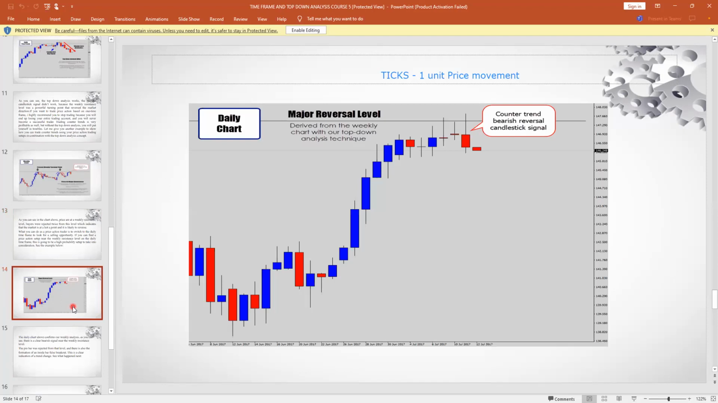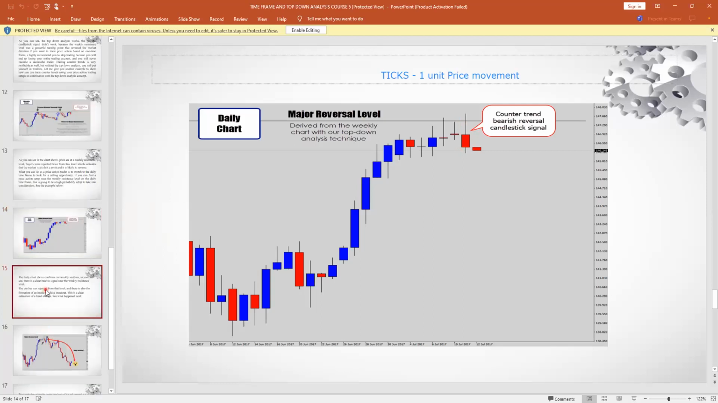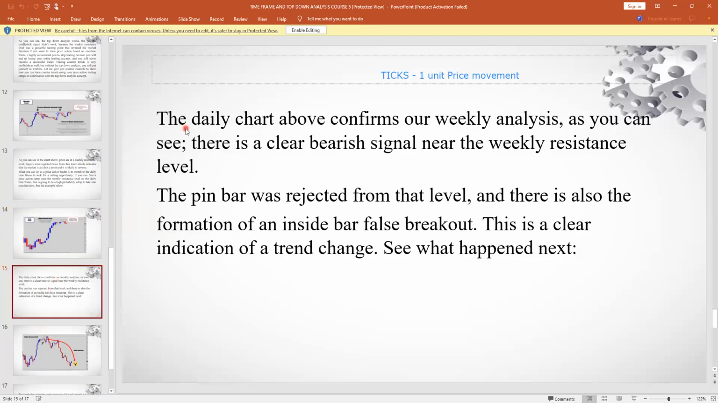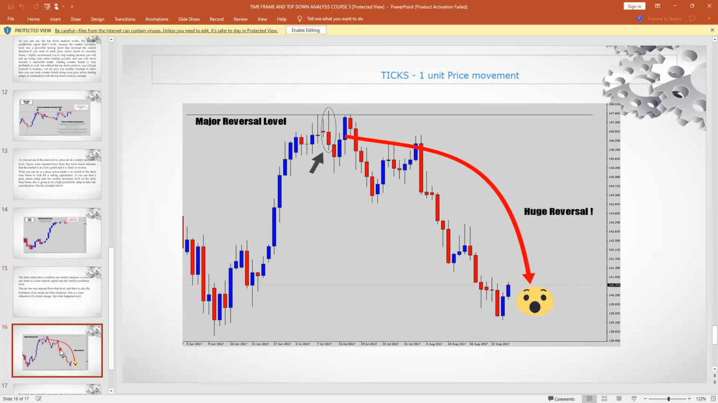So let's look at the daily time frame. This was the weekly reversal level. And then we can see that there's a bearish reversal candlestick signal that has closed here already. That becomes our confirmation for a sell. But we will still have to go to the 4 hours time frame to confirm that. The daily chart above confirms our weekly analysis. The pin bar was rejected from that weekly resistance level. And there's also the formation of an inside bar false breakout. So let's see what happened next.